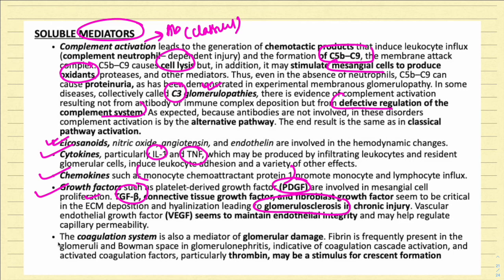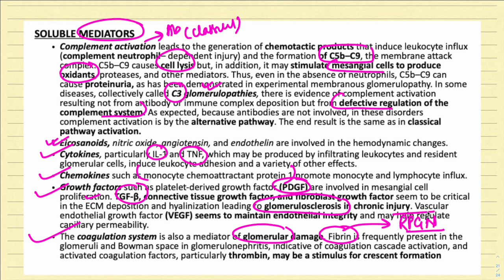Now the coagulation system is also a mediator of glomerular damage, especially if you see the fibrin. It is present frequently in the glomerulus and Bowman space in glomerulonephritis. That gives us a clue that fibrin must have a role, and very importantly, fibrin is especially present in RPGN, in between the crescent formation that we will see in the glomerulus. The fibrin is classically present over there.